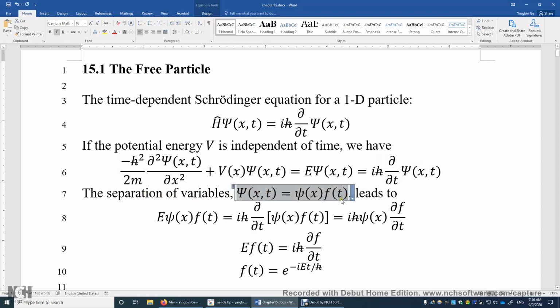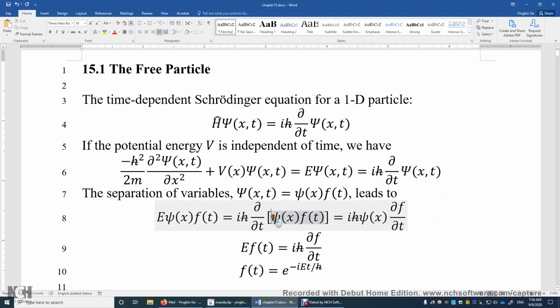We conjecture that the wave function of x and t is simply a product of a wave function of x times another function of time. This separation of variables leads to this equation. So it comes from here. We just replace this uppercase psi of x and t with the product of this lowercase psi of x and another function of time. So this becomes this, and this becomes this.